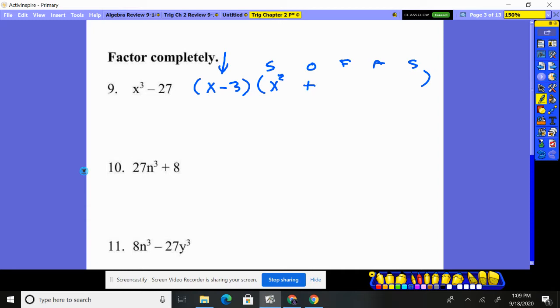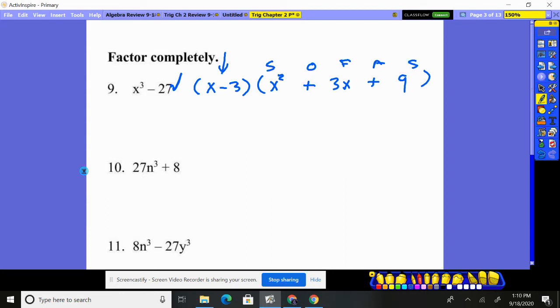F, fuse the pieces together. So 3 and x put together is 3x. A stands for always add. So it's always going to be an addition there. And finally, the final S, just like the first S meant to square the first piece, the final S means square the second piece. 3 times 3 is a 9. So this binomial, x minus 3, times the trinomial, x squared plus 3x plus 9, gives you that guy right there of x cubed minus 27.